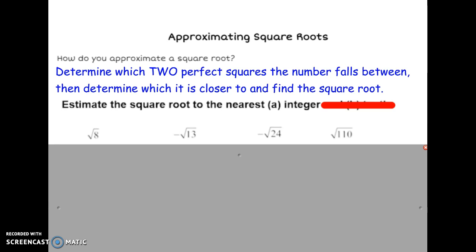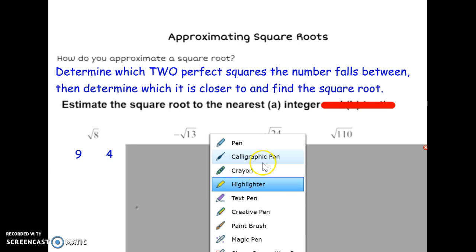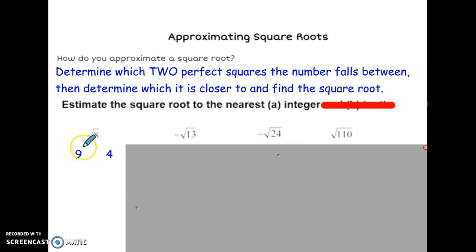Okay, so when we talk about approximating square roots, we're not really using a calculator, so we have to try to figure out what is going to be the square root when I don't know the perfect square. So you need to find two perfect squares that fall between and then figure out which is closer. So if I have the square root of 8, the two numbers that I know fall between that are 9 and 4. Those are two perfect squares that fall between. So I have to decide, is my 8 closer to 9 or closer to 4? Well, I know that it truly is going to be closer to the 9, which the square root of 9 is 3.